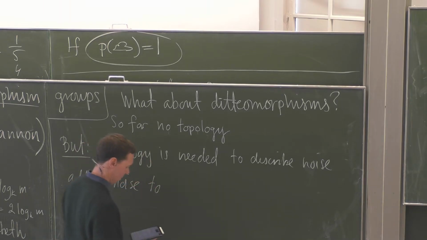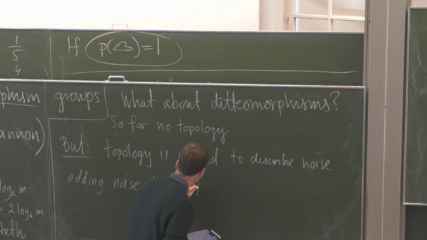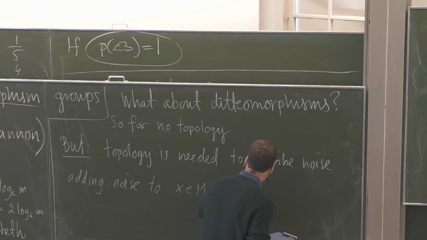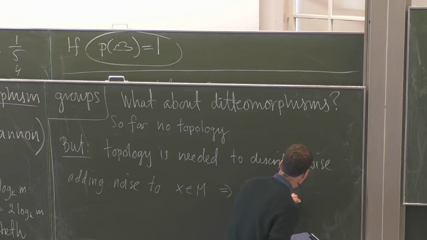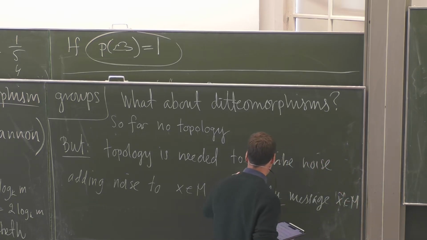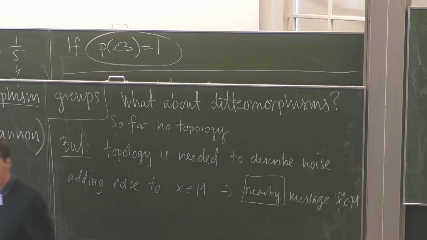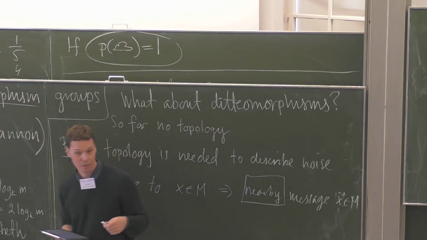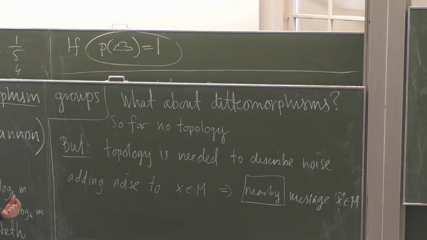So adding noise to, let's say, a message X in M, means that we change it to a nearby X tilde. Then, of course, nearby. You could say that whenever you want to introduce noise into this story, you somehow need to have some way of thinking about what it means for messages to be close to each other.